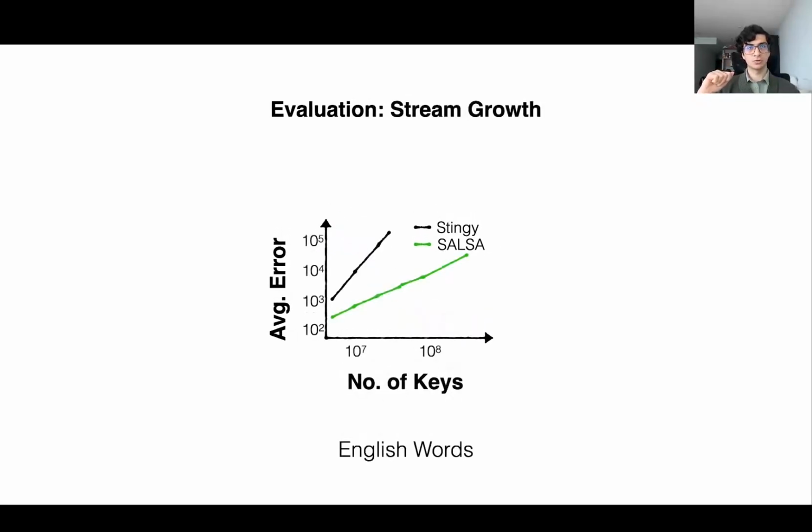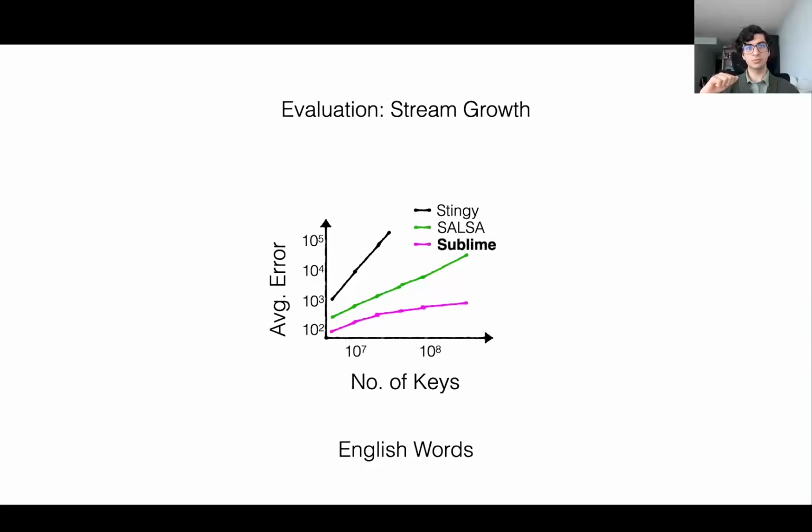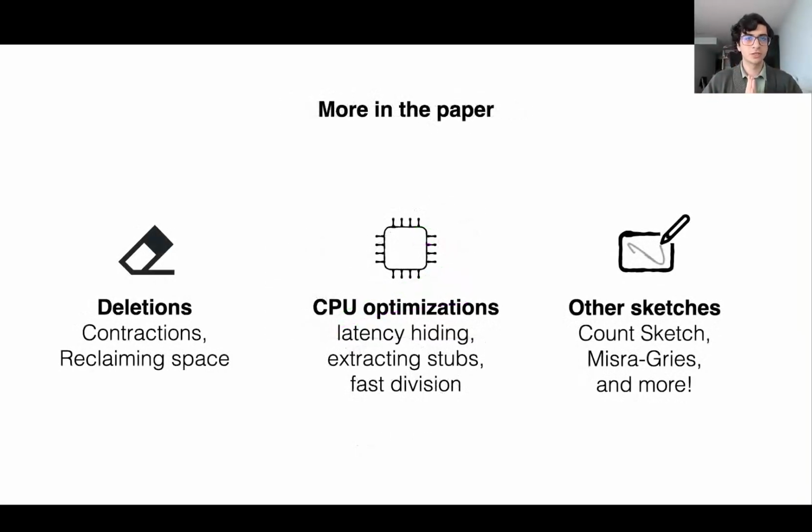When considering growing streams as well, on a stream of English words, we see that Salsa and Stingy have rapidly growing errors as we increase the number of keys on the x-axis, whereas Sublime maintains a stable level of error at all times. In the paper, we discuss many other aspects of the design, including how we handle deletions, what CPU optimizations we employ to improve insertion and query speed, and the application of Sublime to other sketches, such as Count Sketch and Bloom filters for range queries.